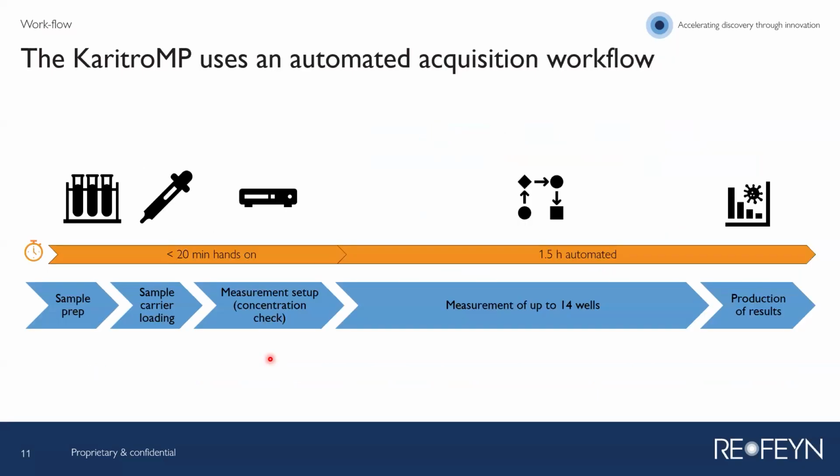So how does KaritroMP's workflow look? We have the initial setup phase, which is sample prep, dilution, and loading. This takes approximately less than 20 minutes for up to 14 samples. This is followed by a 1.5-hour walkaway time, where all 14 measurements are automatically acquired on the equipment itself. Because of this easy setup and workflow, it's easily adaptable and can be trained into every situation and every personnel.